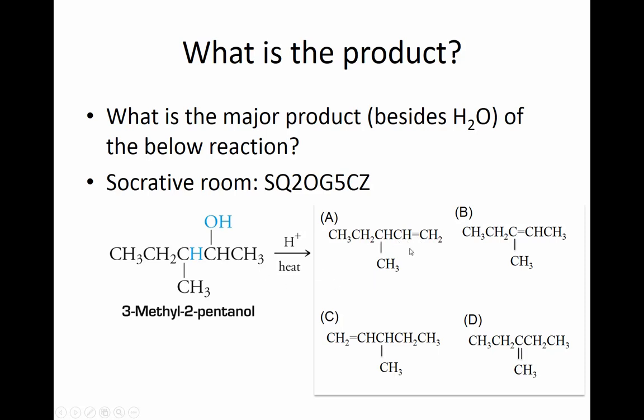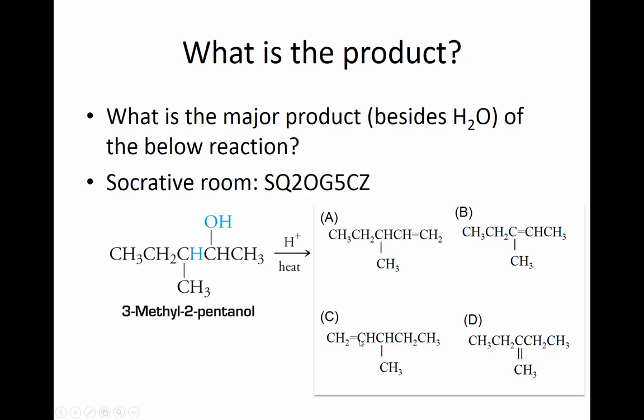Well, we've already talked about Markovnikov's rule applying, so this would be in violation of that. So this is probably not what the major product is going to be, although we might get some of this in the reaction, but the major product is what we're looking for here.